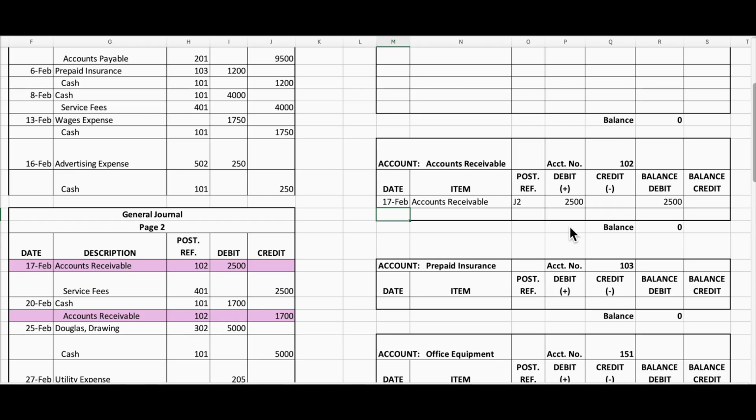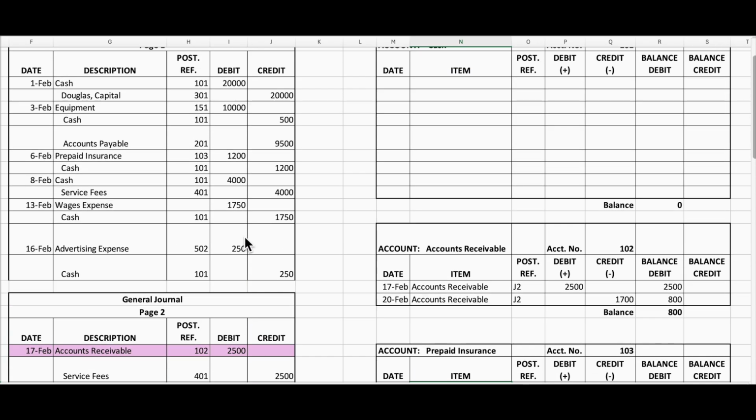The next one looks like on the 20th, they made a payment that is still on journal page 2. And this time we have a credit of $1,700. And then again, we're just doing a running total. So in this case, you have the balance and credit equals minus. Credit is going to be deducted from that amount. So that leaves us with 800.